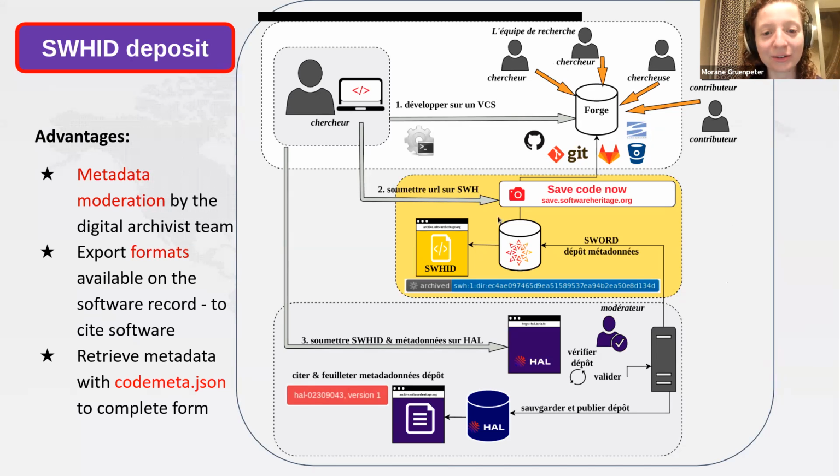Then when it's saved in Software Heritage, the full development history is saved, a SWID is accessible. The researchers will choose a SWID, will submit this SWID and some metadata into HAL, and then the review process will be the same with the moderator or digital archivist. It will be validated and then accessible also on HAL with the extrinsic identifier and on Software Heritage.